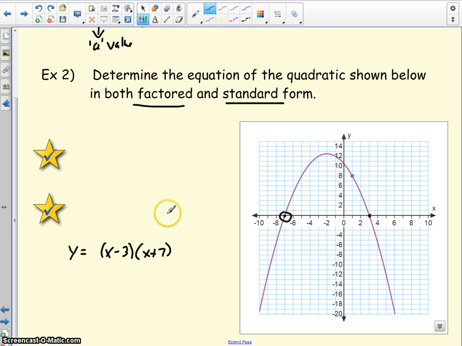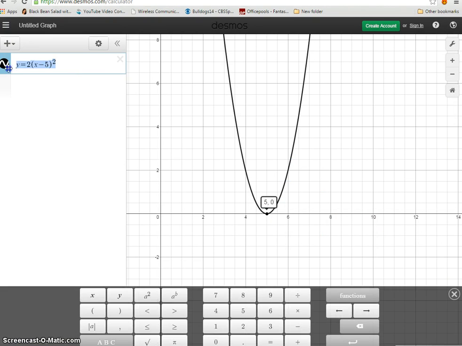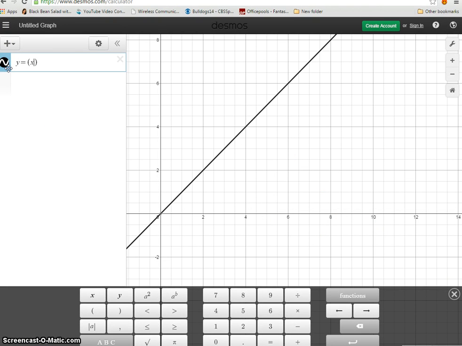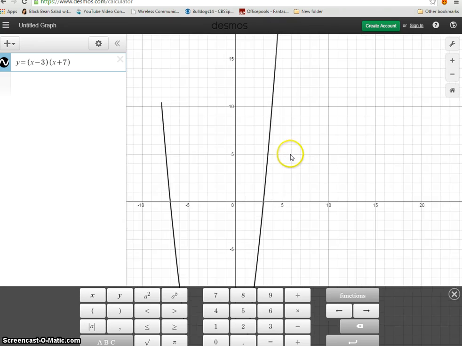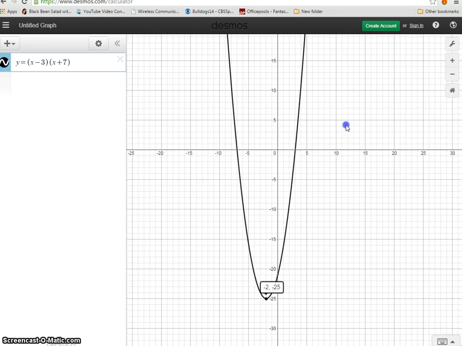Now you might think that we're done here, but we're not, because let's just take a look. If I were to plot on Desmos x minus 3, x plus 7, this does not look remotely like the parabola that we have.